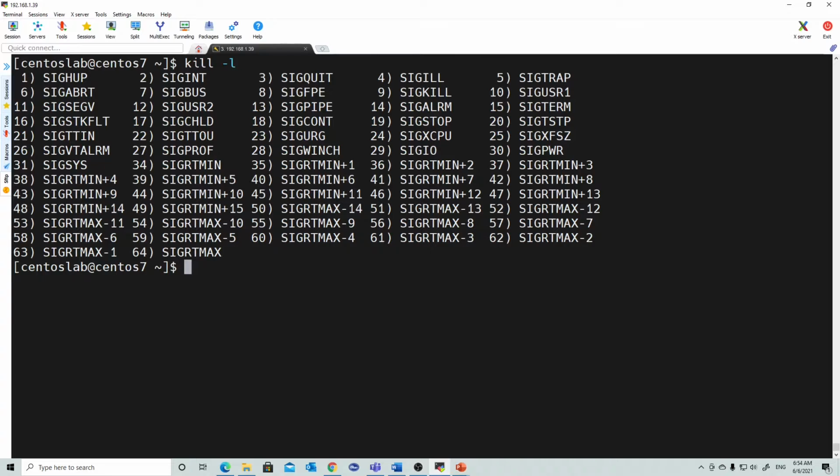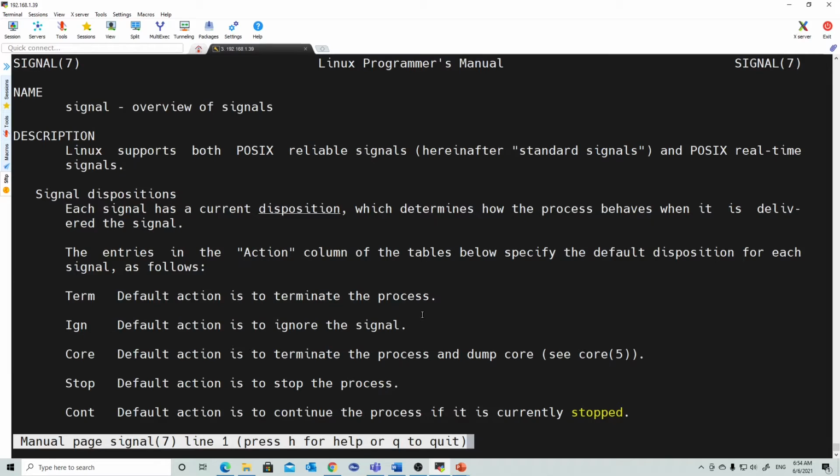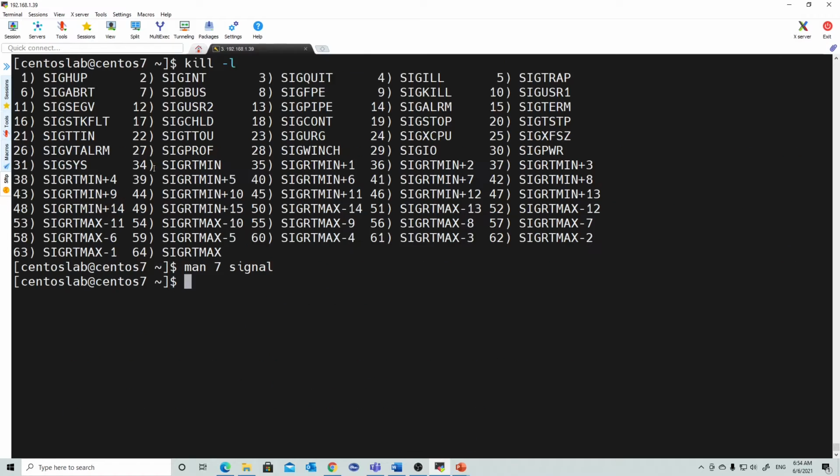The meaning attached may no longer be implied by the signal number or type, and it can be used in any way that a process desires. Again, type man 7 signal to get further documentation here. I'm going to explain those signals one by one.